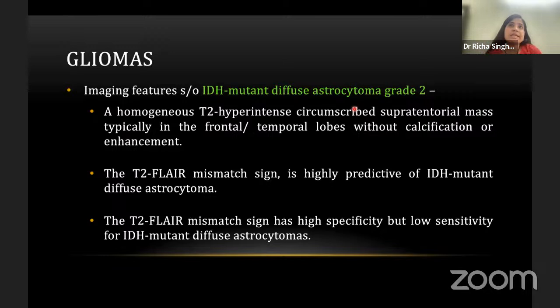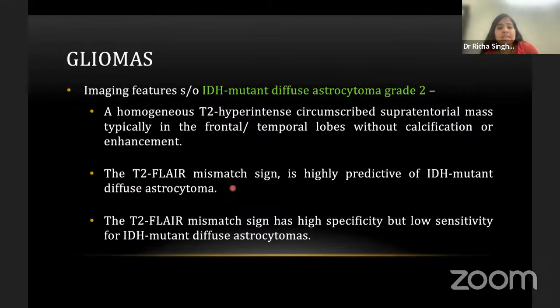The patient usually presents with either a simple headache, or it will be an incidentally detected lesion, or the patient will present with seizures. These tumors are usually seen in the younger age group. And there is an imaging sign, the T2 FLAIR mismatch sign, which is highly predictive of IDH mutant diffuse astrocytoma.